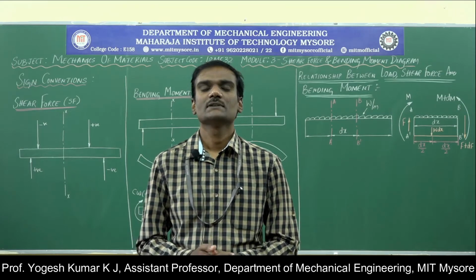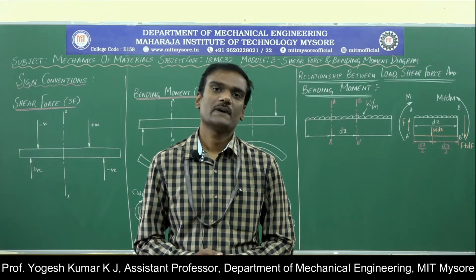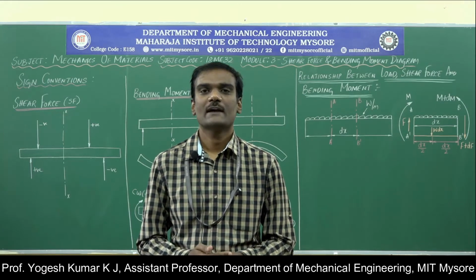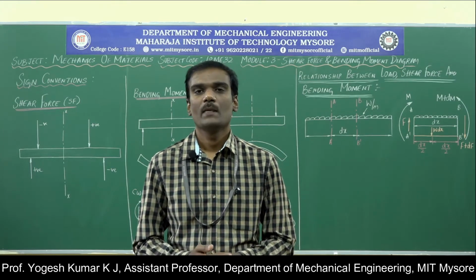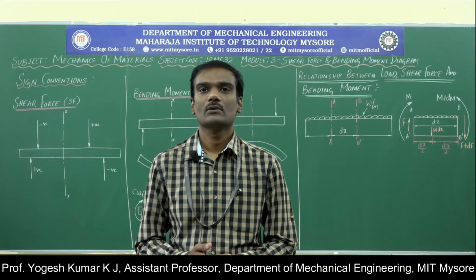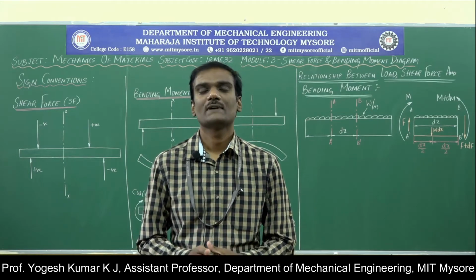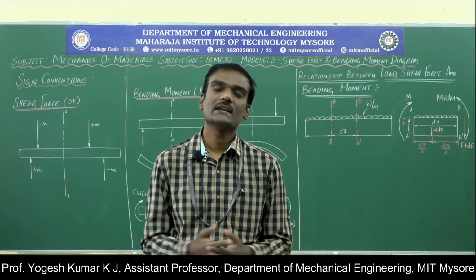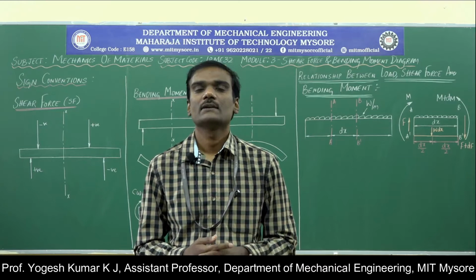In the previous class we have gone through the different types of beams that are available and the types of load that can be applied on each beam. And we have seen how the representation of a load is done on the beam, and how the beams are constrained at the ends and at different locations.